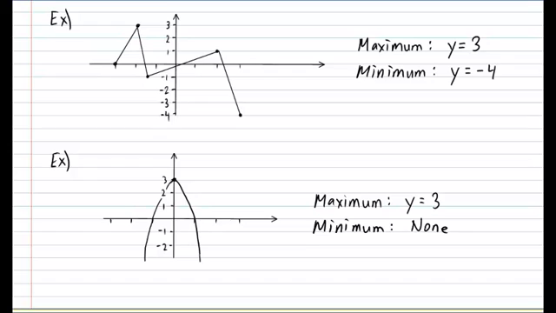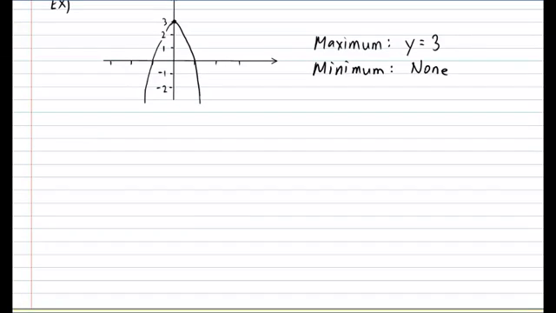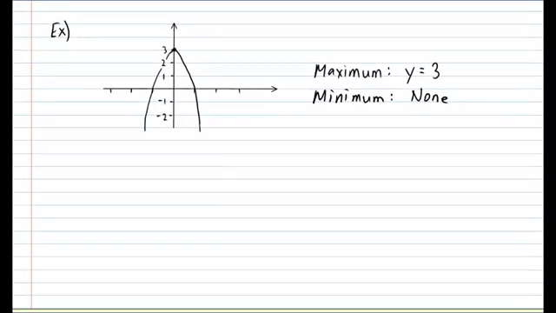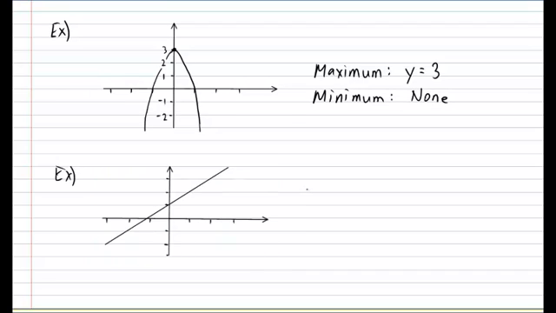Now let's take a look at one last example, and it'll be an example where there's no maximum and no minimum. So, I'd like you to put example. I would like you to take a moment to draw the following graph. Go ahead, pause the video, and do it now. Alright, let's identify the maximum and the minimum for this particular graph.